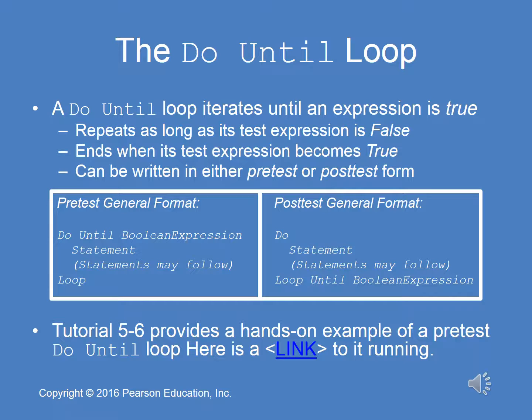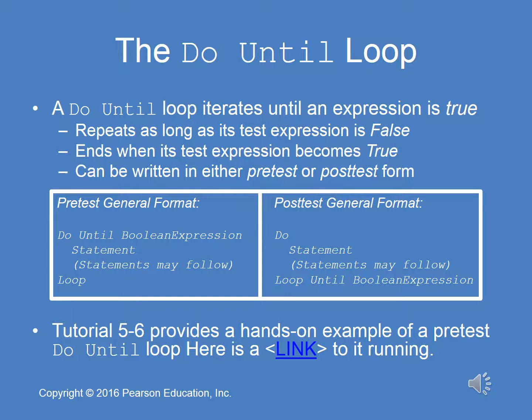Next, we cover the do until loop, and there is a slight but significant difference in the structure or syntax of the do until loop. It continues to iterate until an expression turns true. So it repeats, it iterates each time the test expression is false, and it stops when it's true, which is the opposite logic used with the do-while loop. And similarly to the do-while loop, it can be written in either a pretest or posttest form. So let's take a look at the pretest and posttest.